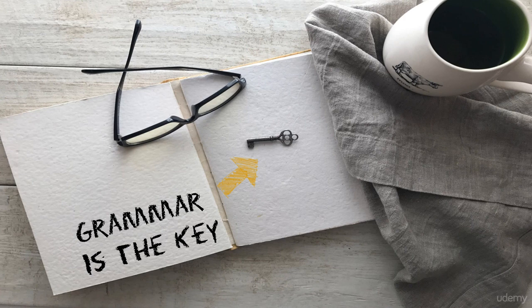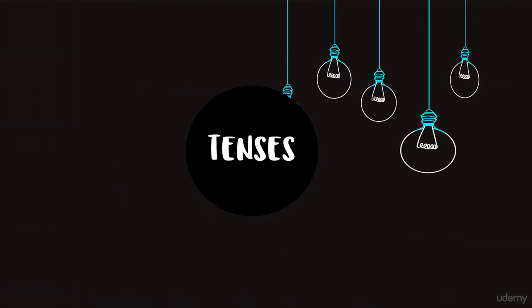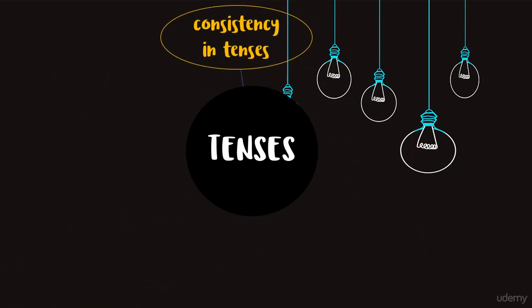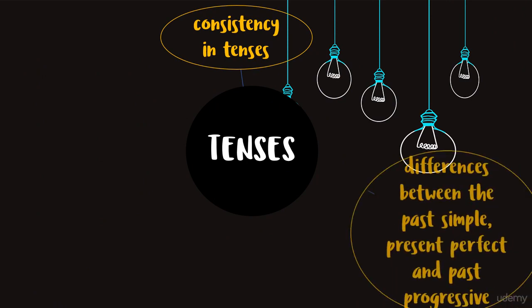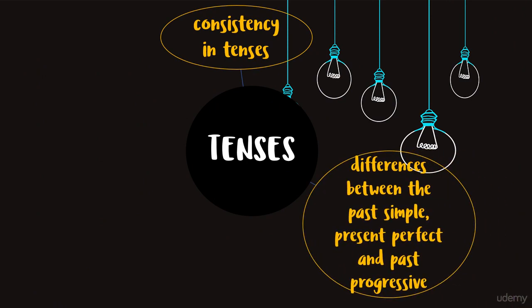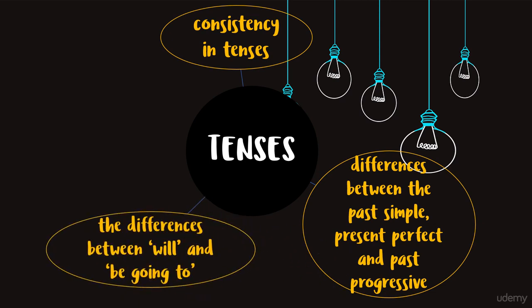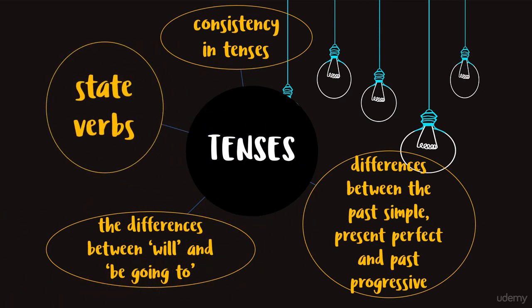In this course, you will learn essential grammar elements in 10 different sections. Let's have a look at the structure of this course. The first section addresses tenses, where you will learn about consistency in tenses, the differences between the past simple, present perfect, and past progressive, as well as the differences between will and be going to. You are going to learn what you need to be careful with when you use state verbs too.